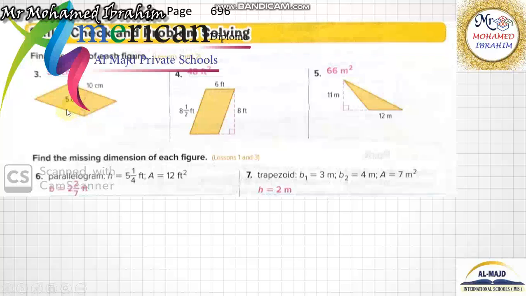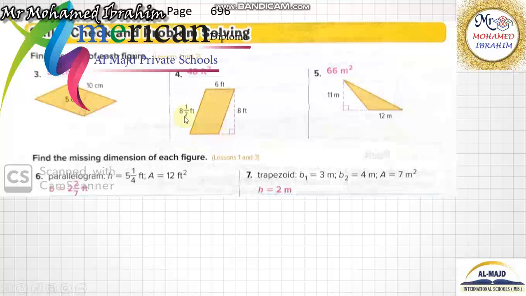How is this? Because each opposite sides at any parallelogram are equal and parallel. This side equals the opposite one at the length and also parallel with it. The other side equal the fourth side at the length and parallel with it. 10 times 5 is 50 centimeters square. Any area must be square unit. Don't forget that.